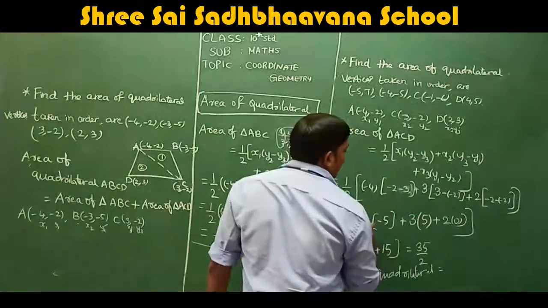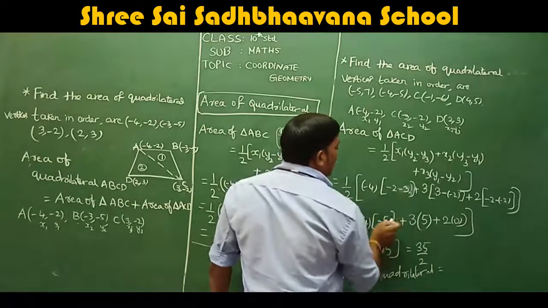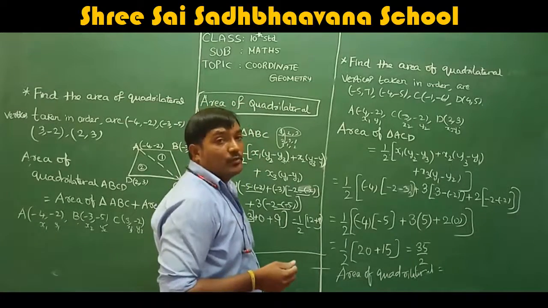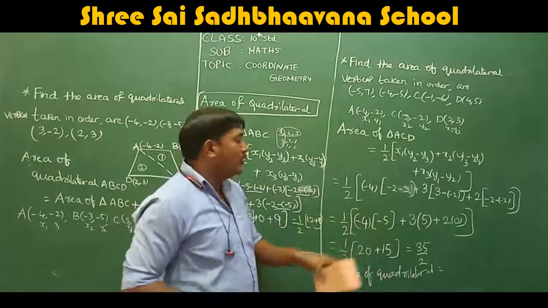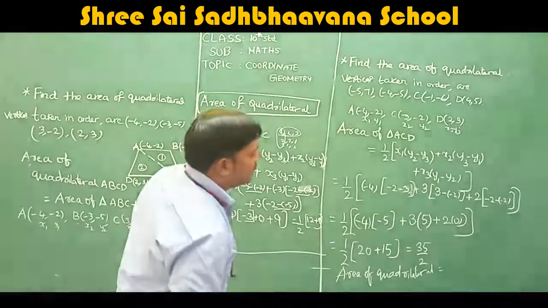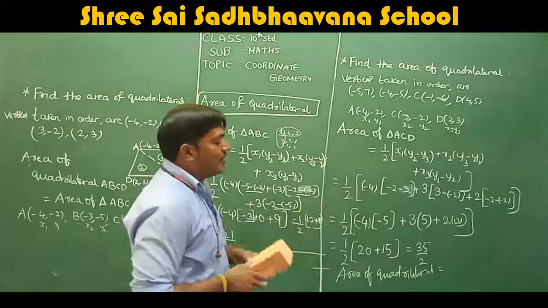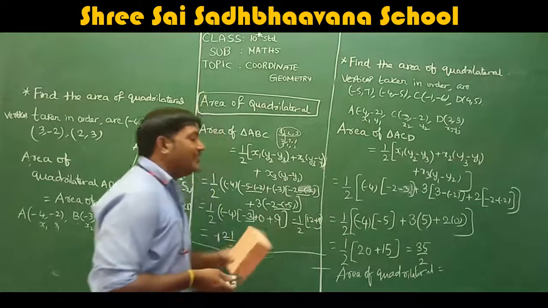And this here, if you check, minus 4 into minus 2 minus 3, which is minus 5, plus 3 into 3 plus 2, which will give you 5. So what do you get? Minus 5 into minus 4 is 20. 20 plus 5 into 3, 15. So 20 plus 15 divided by 2, which is 35 by 2.